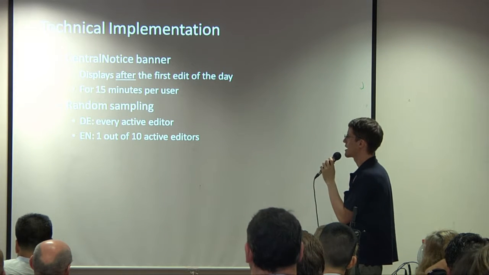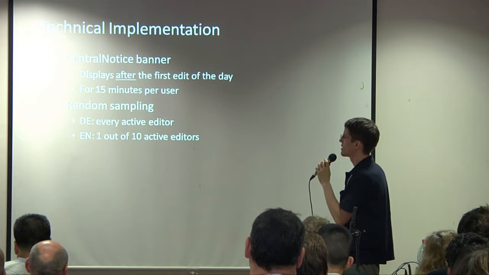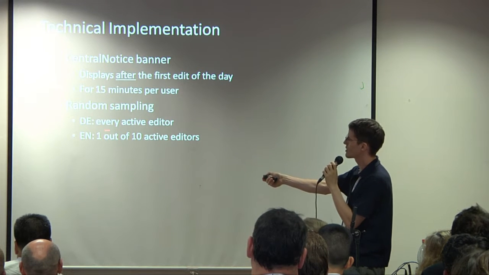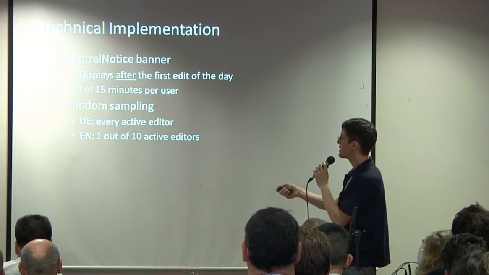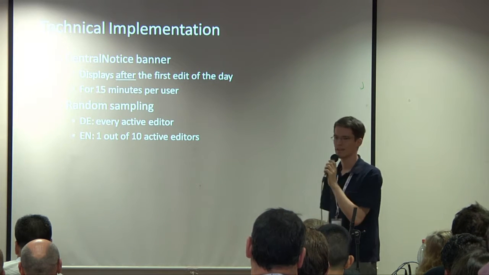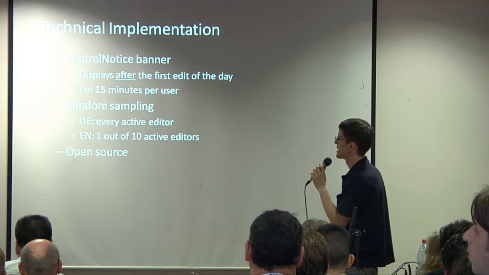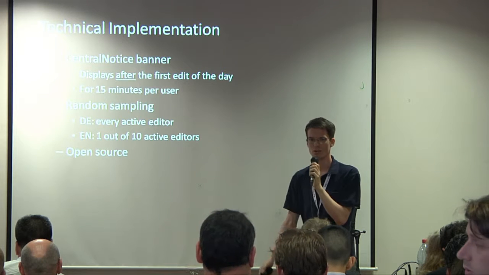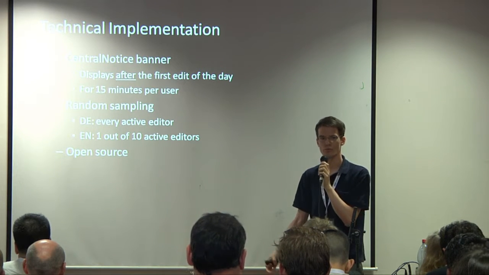And another thing we implemented was random sampling. This was not done in the German Wikipedia. We sampled every active user there. But in the English Wikipedia, we only sampled 1 out of 10 active editors. And of course, the banner code is open source. So please feel free to use it for your own research.